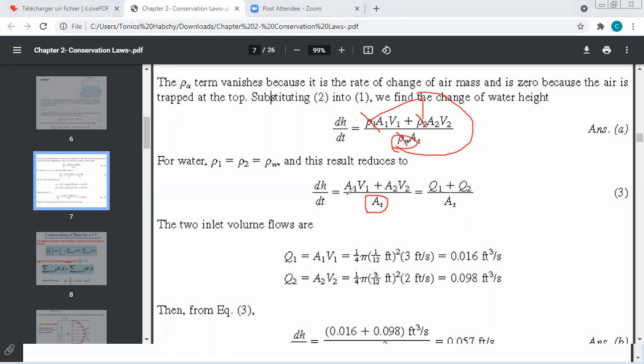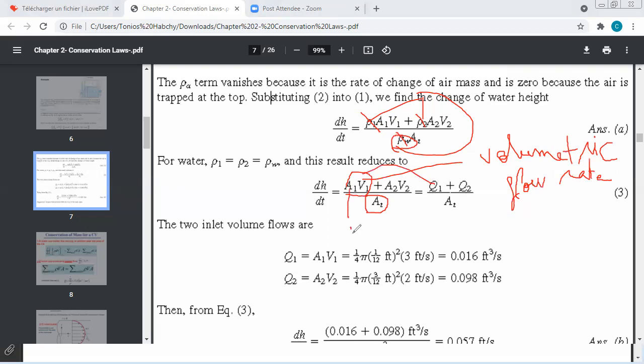of the tank. And A1V1 represents a volumetric flow rate. The volumetric flow rate, which is in meter cube per second, represents the rate of volume entering and exiting my system. Here I don't have exiting rates, I just have entering rates. So the volumetric flow rate, which in general we represent as Q, is just A times V. And you can verify units. The cross-sectional area is in meters squared, the velocity is in meter per second, so the volumetric flow rate will be in meter cube per second.